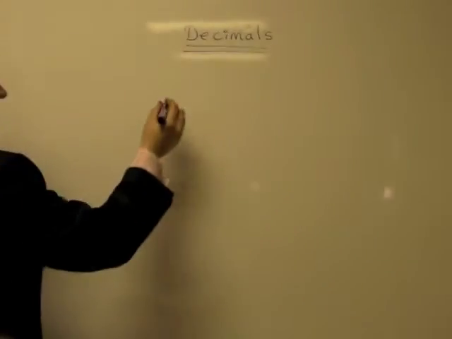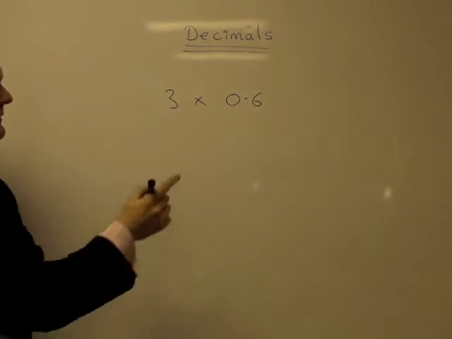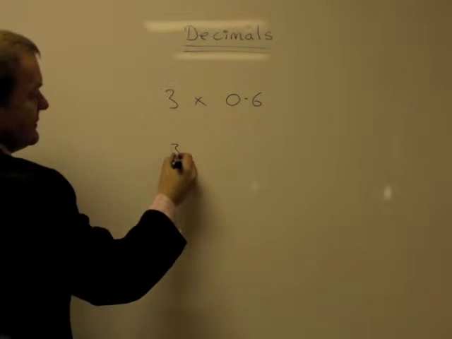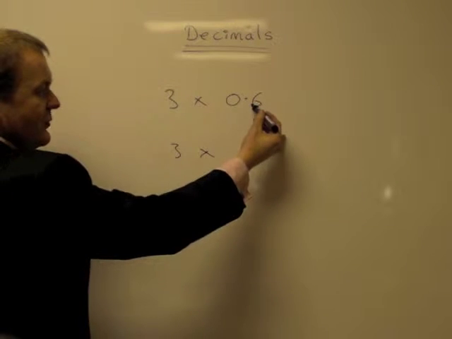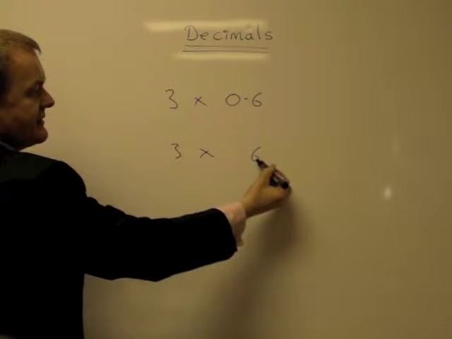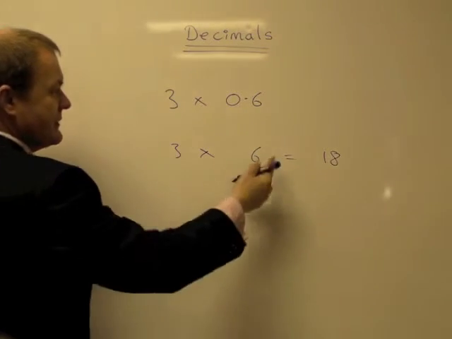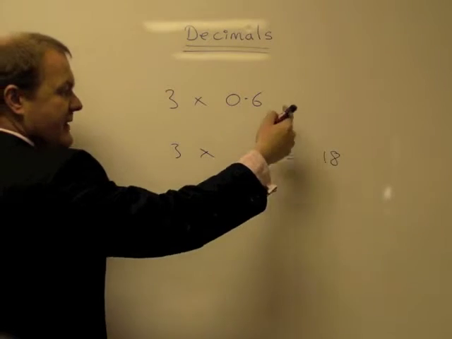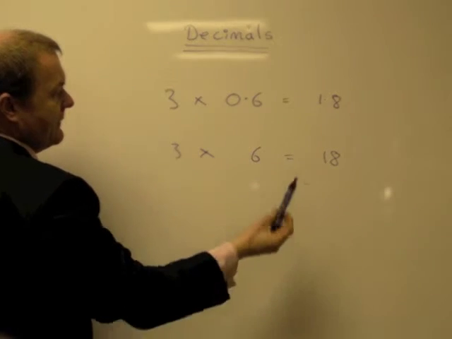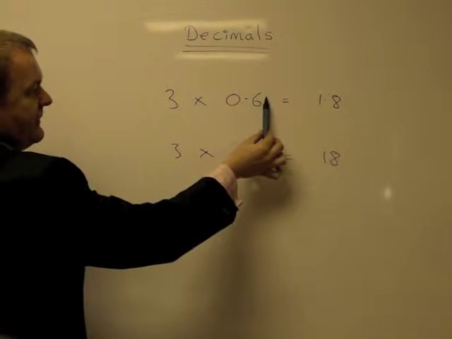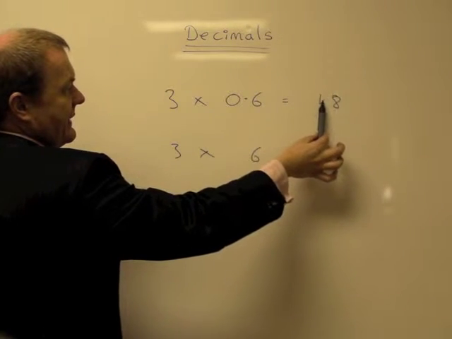Do another example. 3 times 0.6. Okay, so we don't like 0.6, so let's do 3 times 6. So we've scaled that up by a factor of 10, from 0.6 times 10 is 6. 3 times 6 equals 18. So to go back to this, we have to scale it back down by a factor of 10, which is 1.8. So there's one decimal point, we've moved it to get the 6. Then going back, we're going to put the decimal point back again.